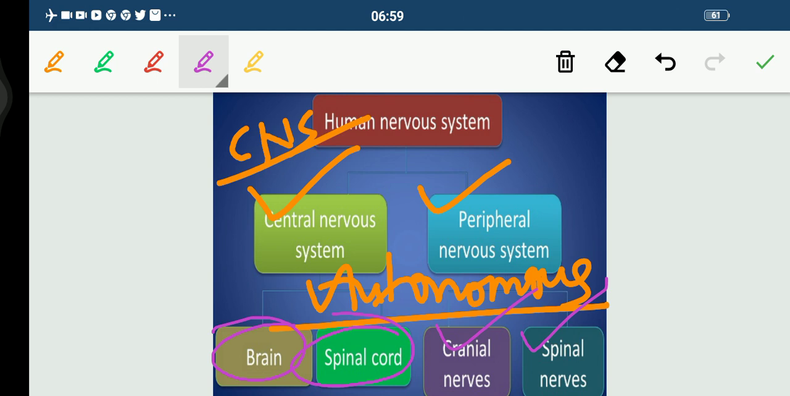And talking about the autonomous nervous system, students, auto means self. It regulates the bodily functions: heart rate, digestion, stomach, heart, digestives, and all these things.